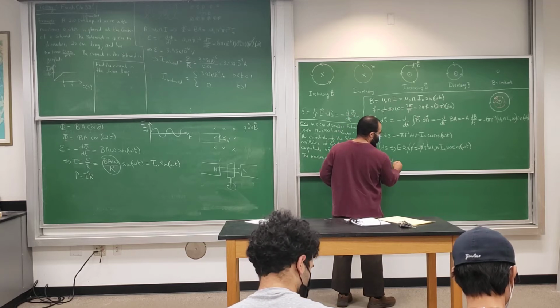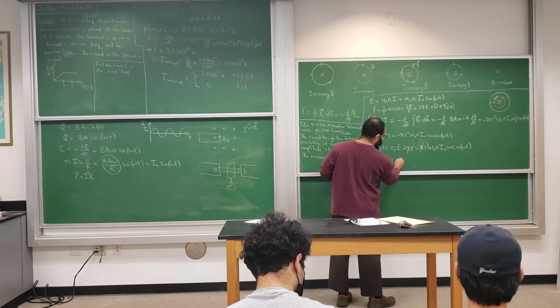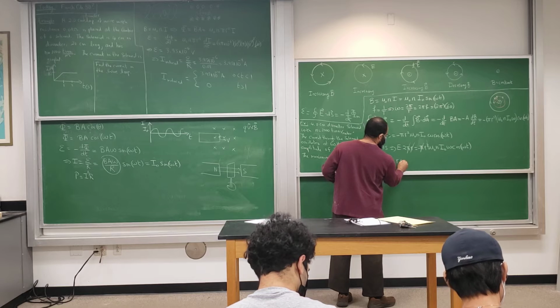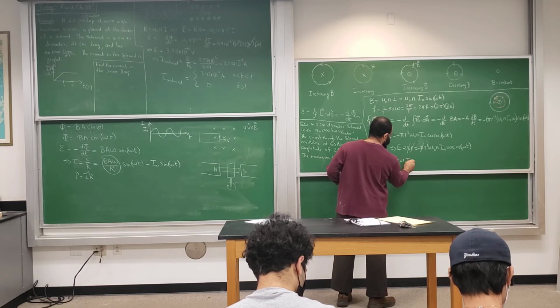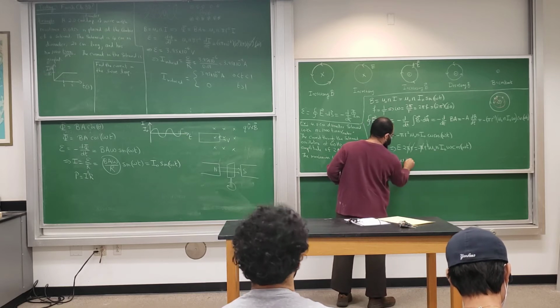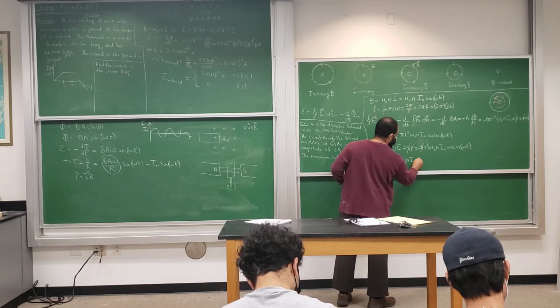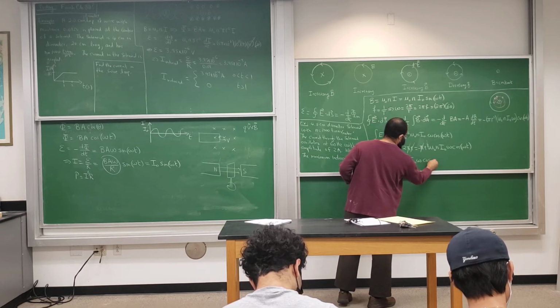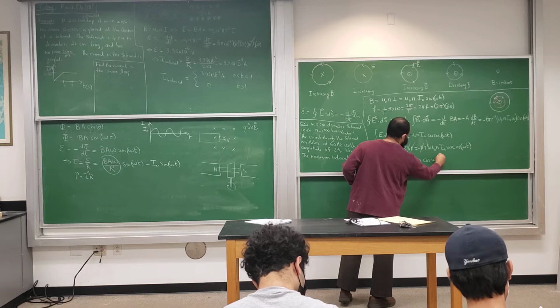So I have here 1/2, and I have the r, I have the mu naught, I have the N, the little n also, I have the I zero, I have the omega, and I have the cosine of omega times t.